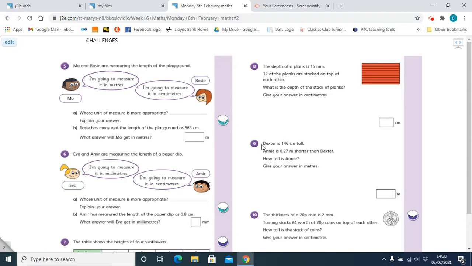Equally, in question number 9, you need to convert your meters into centimeters first in order to work out this question. And once you get the answer, you have to convert that back into meters. In question number 10, you need to think about the number of 20p coins that you will need to make 4 pounds. Once you got that number, you will have to multiply by 2, and you will know how tall these coins are in millimeters. And finally, once you found that out, you will have to convert that into centimeters.